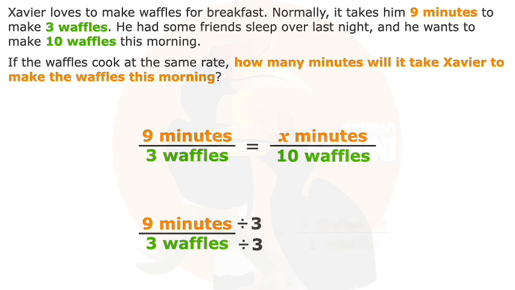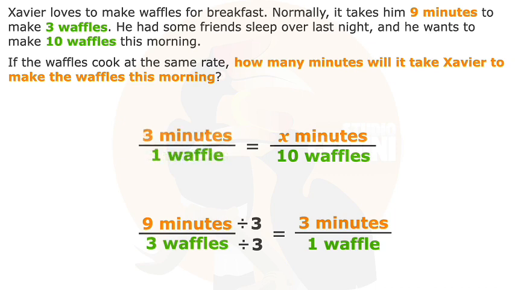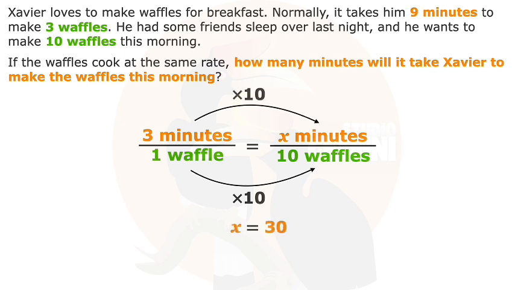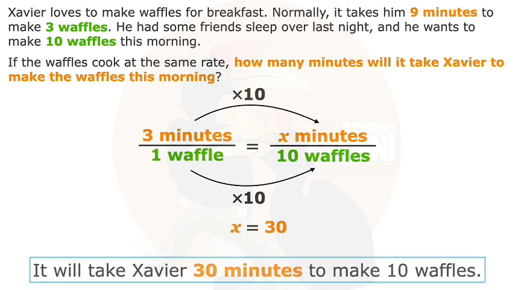This shows us that it takes Xavier 3 minutes to make 1 waffle. Now let's replace the ratio 9 minutes for 3 waffles with its unit rate, 3 minutes for 1 waffle. Now we can solve this proportion. To start solving, let's compare our denominators. To get from 1 to 10, we would multiply by 10. Since we multiplied the denominator by 10, we have to multiply the numerator by 10 too. 3 multiplied by 10 is 30. So now we see that it will take Xavier 30 minutes to make 10 waffles this morning.